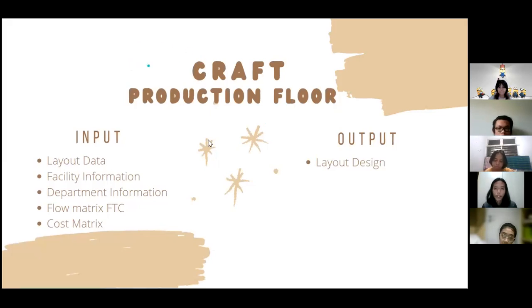So for the next facility design, we are using the method of graph to determine the facility design of the production floor. For the input, there are layout data, facility information, department information, flow metrics from from-to chart, and the last is cost metrics. For the cost metrics, we assume that the cost is one between departments. And for the output, we hope to get the layout design for the production floor.